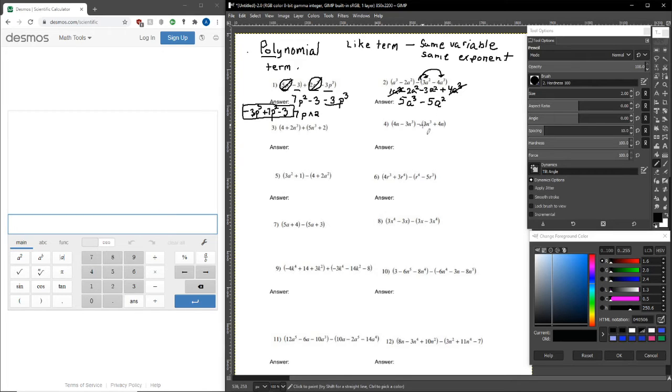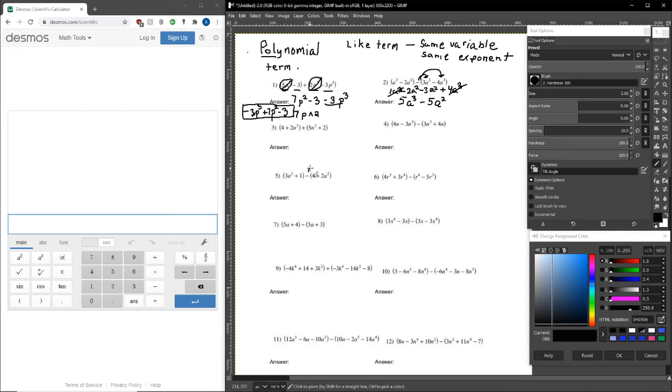And number 4 is like number 2, like we just did. So let's go ahead and review number 5. Look and see what you've got here. Do you see in the middle you've got a minus? Like number 2, we had to distribute that negative.